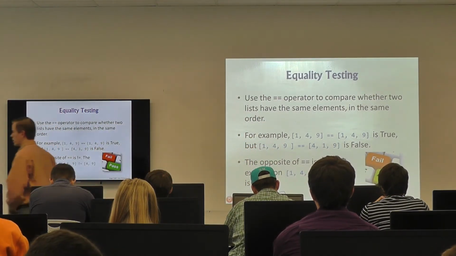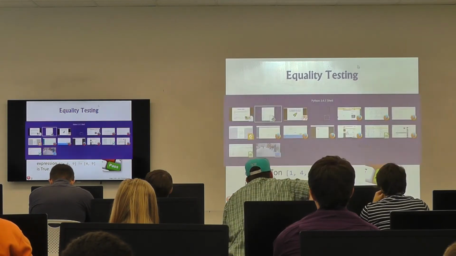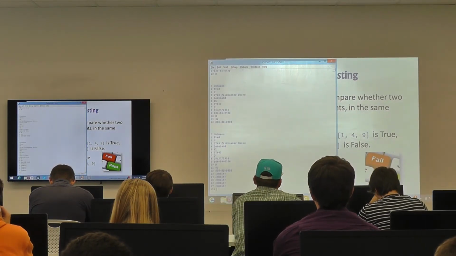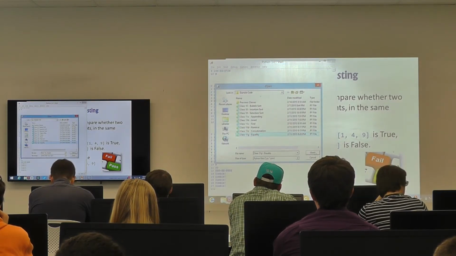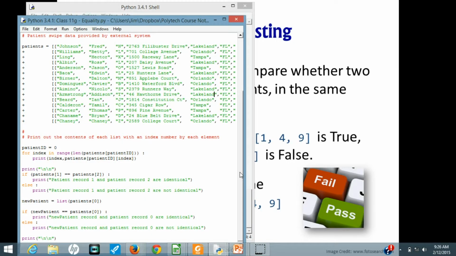I think I got one more thing to code here. Alright, let's see what we got going on there. So we print it out like we've always done. If patients[1] equals patients[2], then print out patient record 1 and patient record 2 are identical. Otherwise, print out patient record 1 and patient record 2 are not identical. What would we expect the answer to that be? False. Right? Because Fred Johnson and, what, Betty Williams or something like that are the first 2.